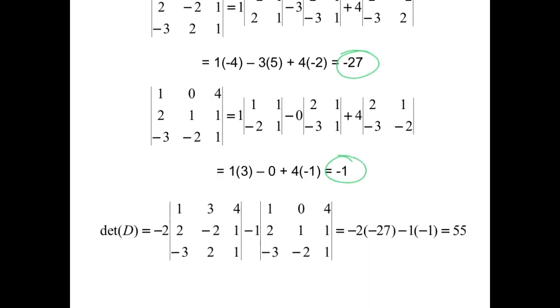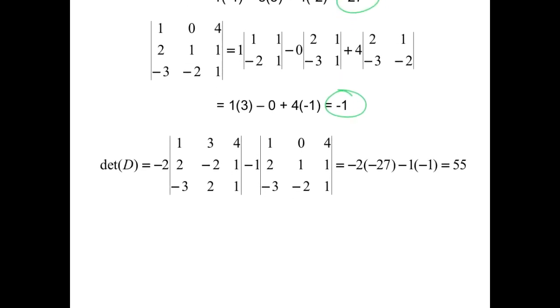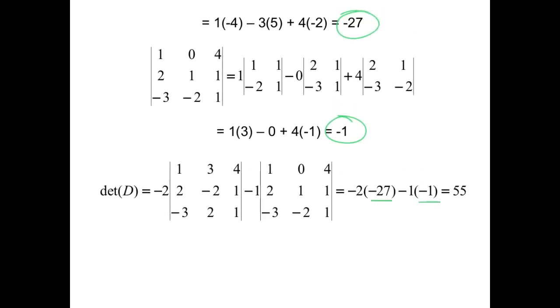So when I come down here and I put those numbers in here and here, because this number equals negative 27 and this is negative 1. So when I take negative 2 times negative 27, I get a positive 54, and now minus a negative 1 turns into plus 1, which gives us 55.